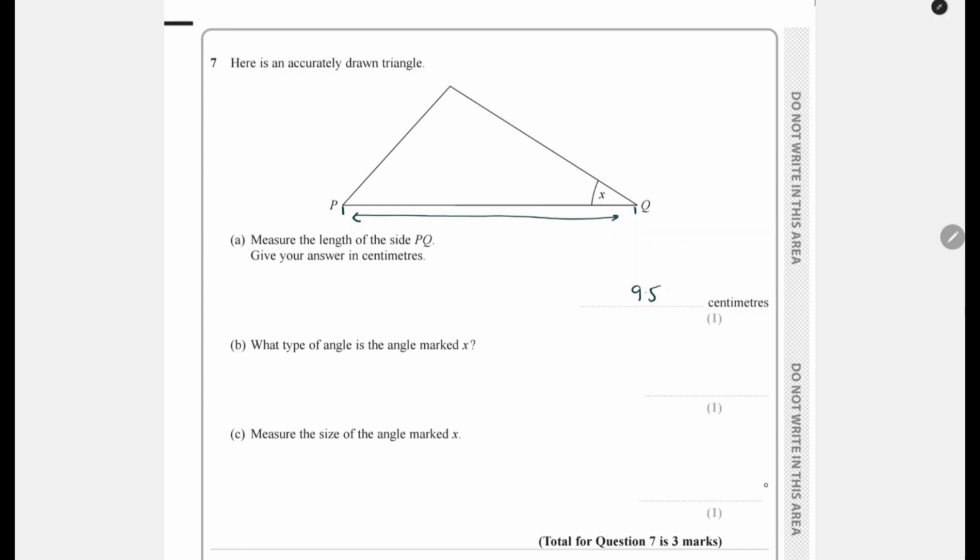Part B says, what type of angle is the angle marked X? Well, as we can see, the angle marked X is less than 90 degrees. So an angle that is less than 90 degrees is known as an acute angle. Part C says, measure the size of the angle marked X. So again, we can't do this accurately, but you would get your protractor, measure 0 here and work your way up this way. And that should give you 32 degrees.